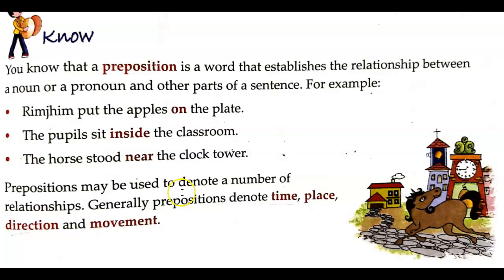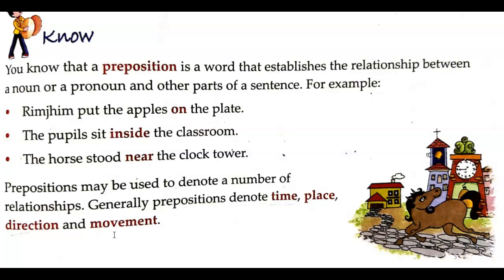Prepositions may be used to denote a number of relationships. Now preposition is not only about position, there may be many other relationships which are known to us with the help of prepositions. Generally, prepositions denote time, place, direction and movement. These are the 4 things which prepositions tell us. Preposition is again itself a very vast topic. But for a school section, we are going to cover only this much part. Time, place, direction and movement.